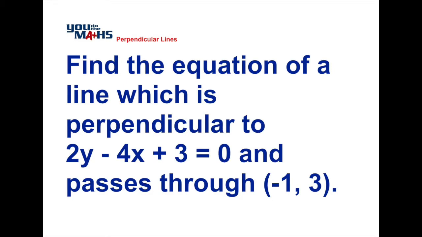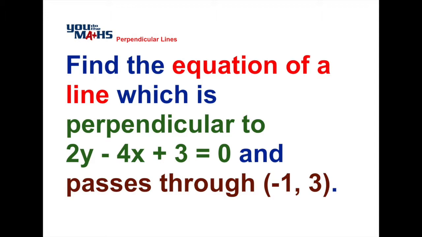In this question we're being asked to find the equation of a line. Let's have a look at some of the key features of the question. Obviously our endpoint is to find the equation of a line, and we're given that this line is perpendicular to another line and it passes through the point (-1, 3). The concept of being perpendicular to another line is something we need to look at very carefully.